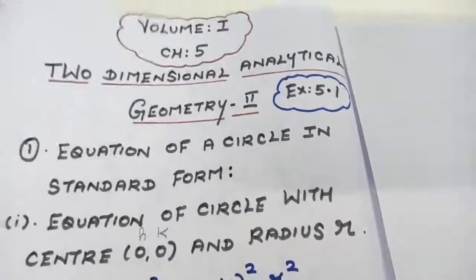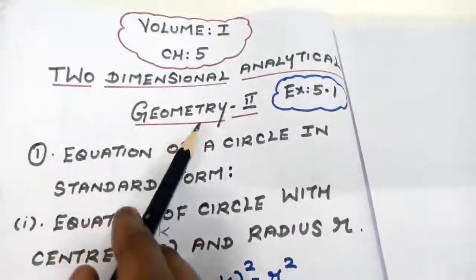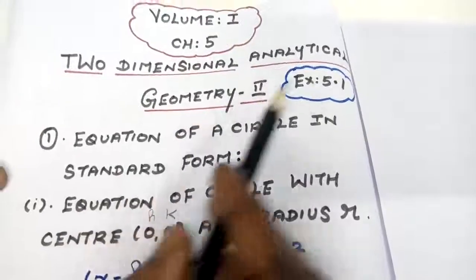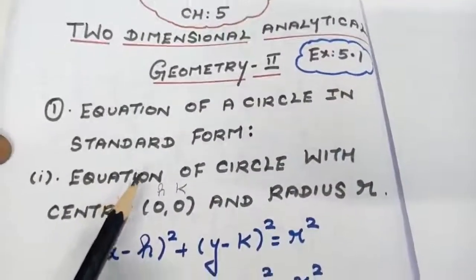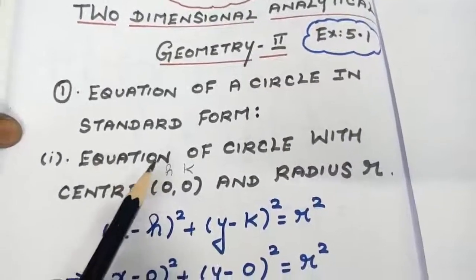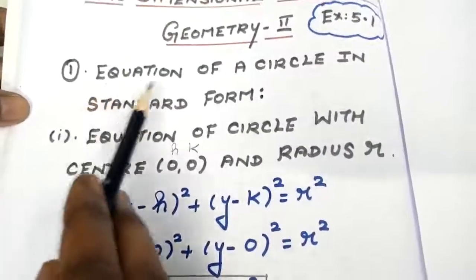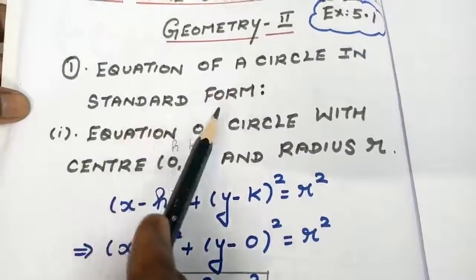Volume 1, Chapter 5, Two-dimensional analytical geometry. Before starting with exercise 5.1, we are going to see the concept of equation of circle in different ways, students. The first one is equation of circle in standard form.